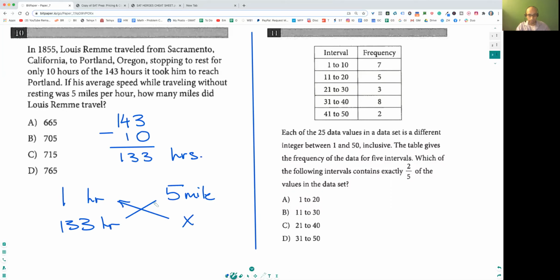You can do the cross multiplication, right? And this is for people who are having difficulty with these problems. Otherwise, you can just know this is the miles per hour and you got 133. So you're just going to do 133 times 5, right? So 133 times 5 is 665. And so that's your correct answer, right? 665 is your correct answer.